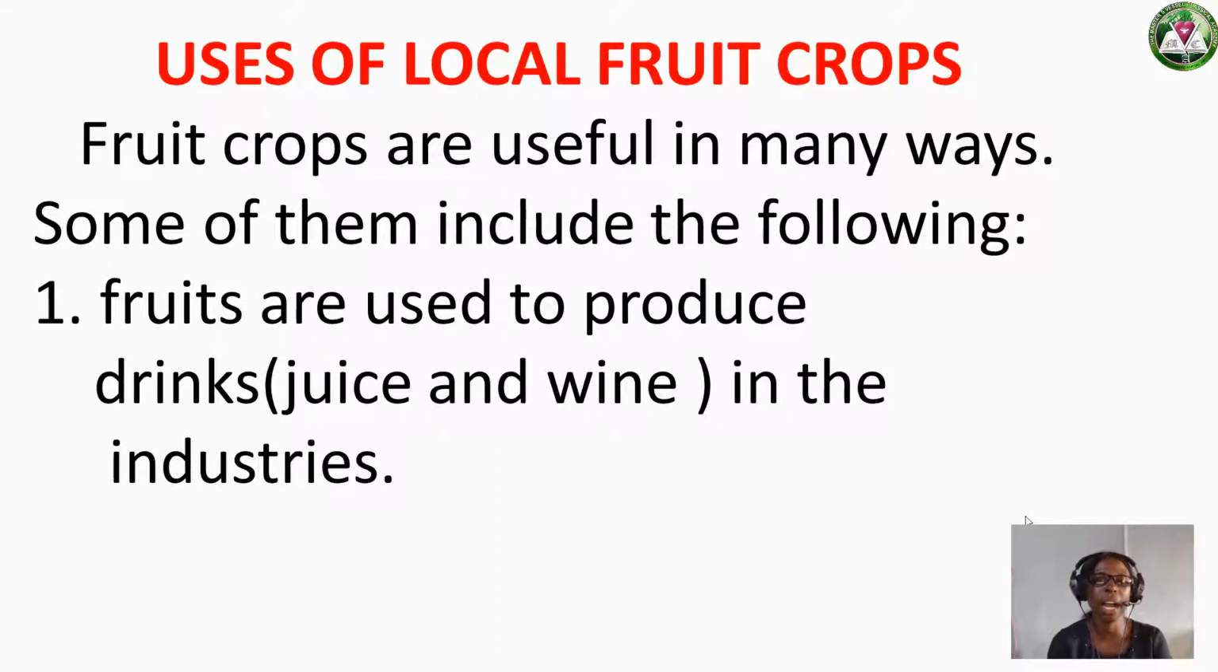Remember, I told you that the topic for today is uses of local fruit crops. Fruit crops are useful in many ways. Some of them include the following. Now let's talk about the uses. Number one, fruits are used to produce drinks. For instance, we use them to make our juice and wine in our different industries.